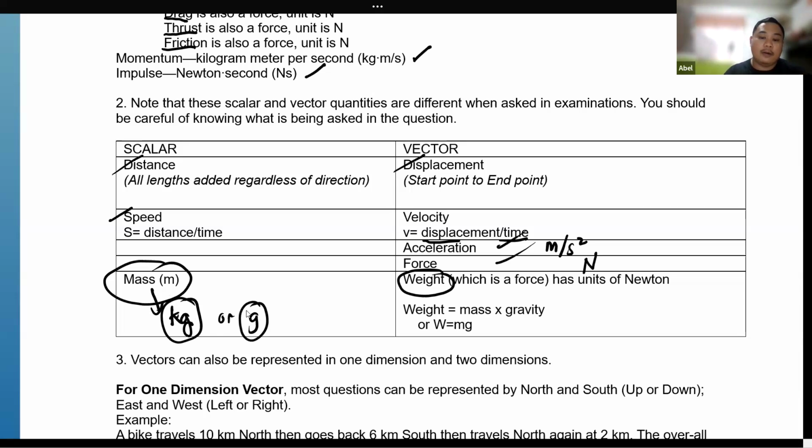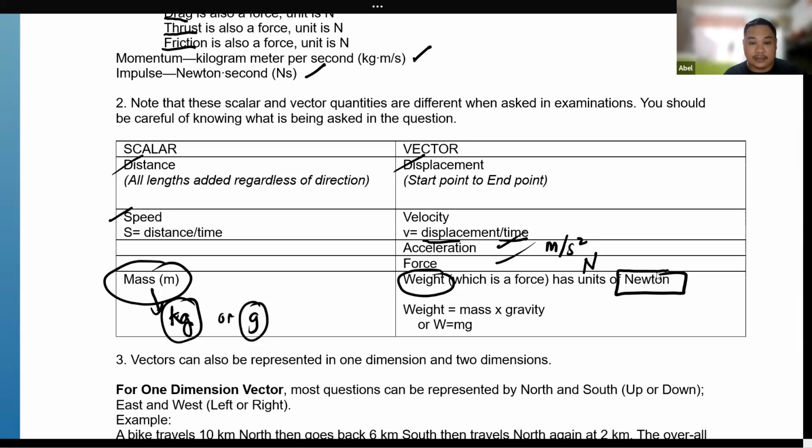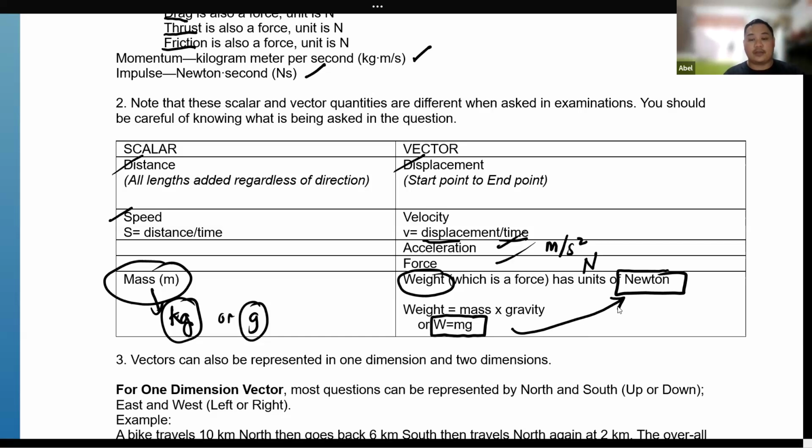Now, how about weight? Weight is different in physics because it is a force, and the unit of that is Newton. In fact, we need to be very careful in the definition of weight because that is mass times gravity. And so the formula for that is weight equals mg, and the unit of that again is Newton. Okay? Again, weight is a vector quantity. It is a force. Well, mass is a scalar quantity, and the unit for that is kilograms.